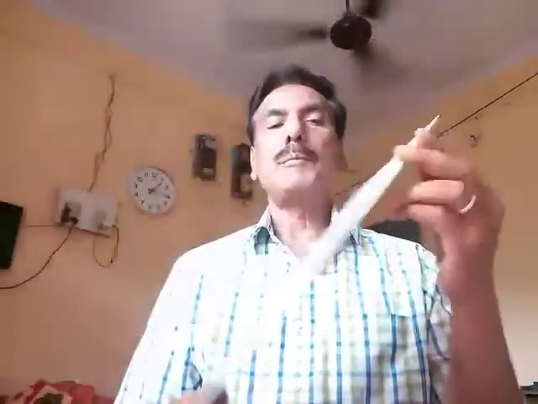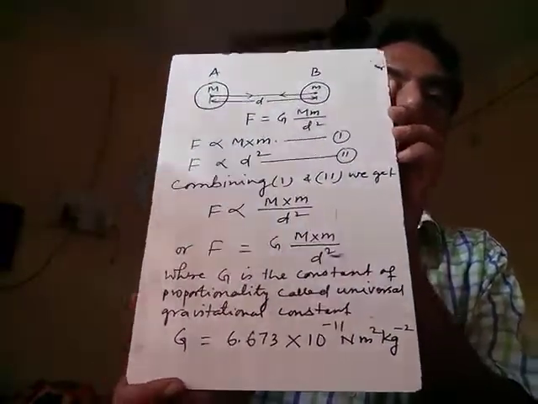I will show you this on the board, on the palette card. F is equal to G times m1 m2 over d square, where G is a constant of proportionality, known as the universal gravitational constant, whose value is 6.673 into 10 to the power minus 11 Newton meter square per kg square. So this I am showing you in a palette card. You see here, please watch.